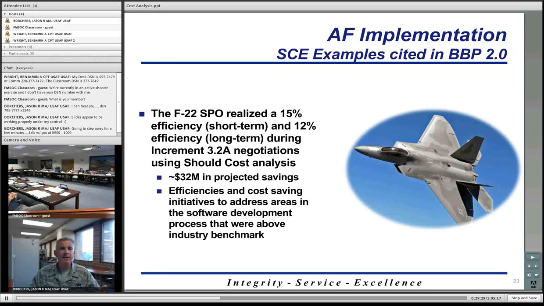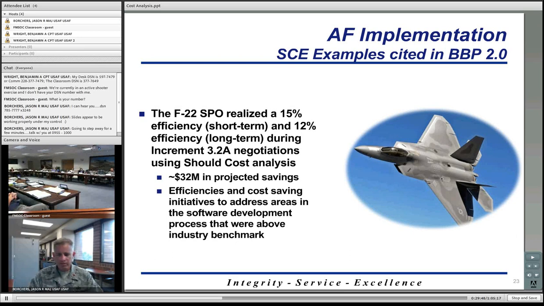How do they implement should cost? Why is it such a success that is being highlighted in Better Buying Power? So that's what we have here. It's just one of the key success stories that we've seen over the last 4 years.